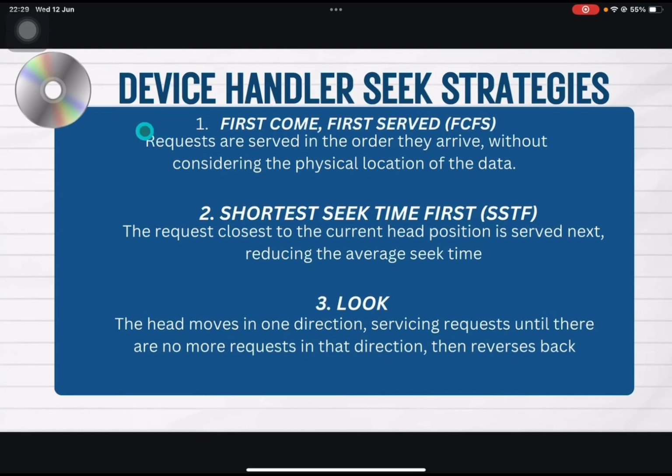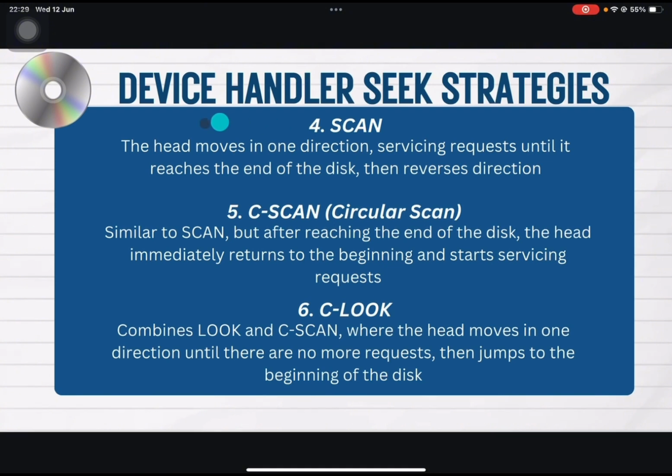The first one is first come first serve. The requests are served in the order they arrive without considering the physical location of the data. The second one is shortest seek time first. The request closest to the current head position is served next, reducing the average seek time. Third one is LOOK. The head moves in one direction, servicing requests until there are no more requests in that direction, then reverses back. Fourth one is SCAN. The head moves in one direction, servicing requests until it reaches the end of the disk, then reverses direction.